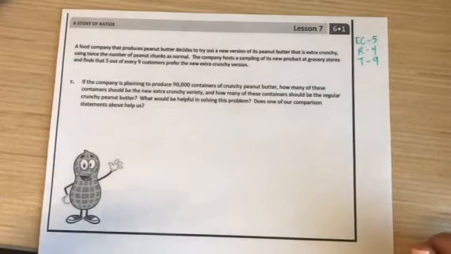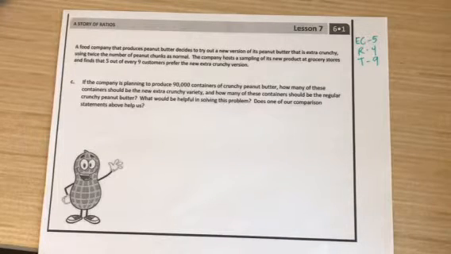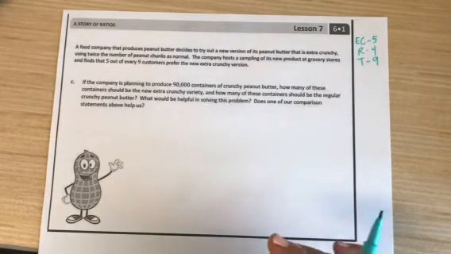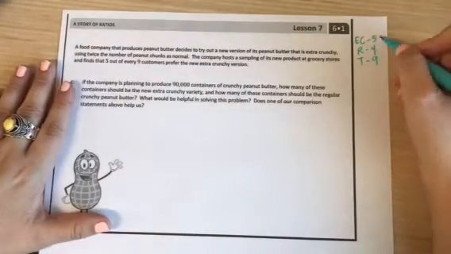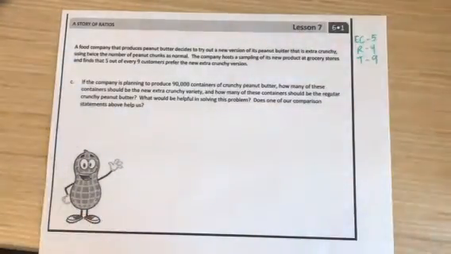If the company is planning to produce 90,000 containers of crunchy peanut butter, how many of these containers should be the new extra crunchy variety, and how many of these containers should be the regular crunchy peanut butter? What would be helpful in solving this problem? Does one of our comparison statements above help us? Yes, the one that helps us is the original ratio of 5 to 4, talking about the ratio of extra crunchy to regular.